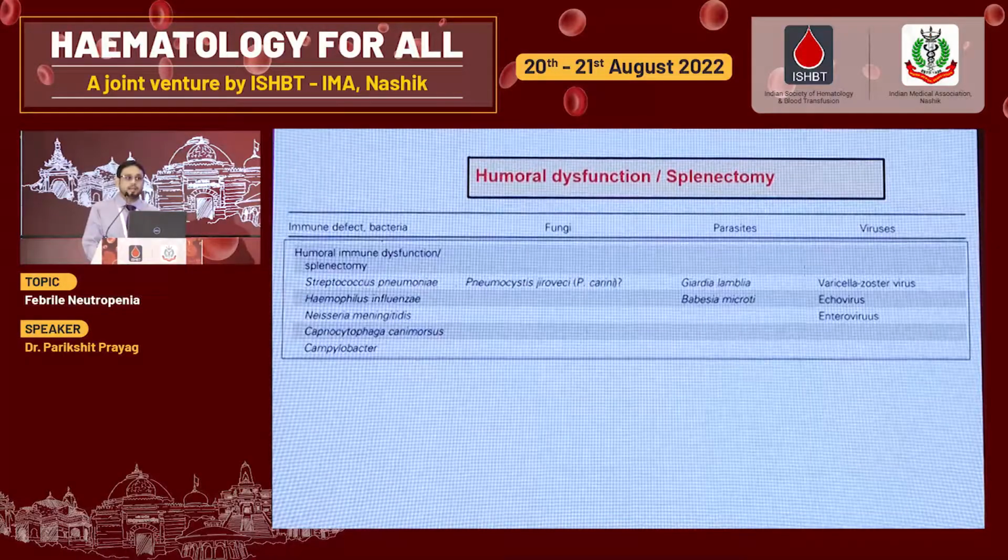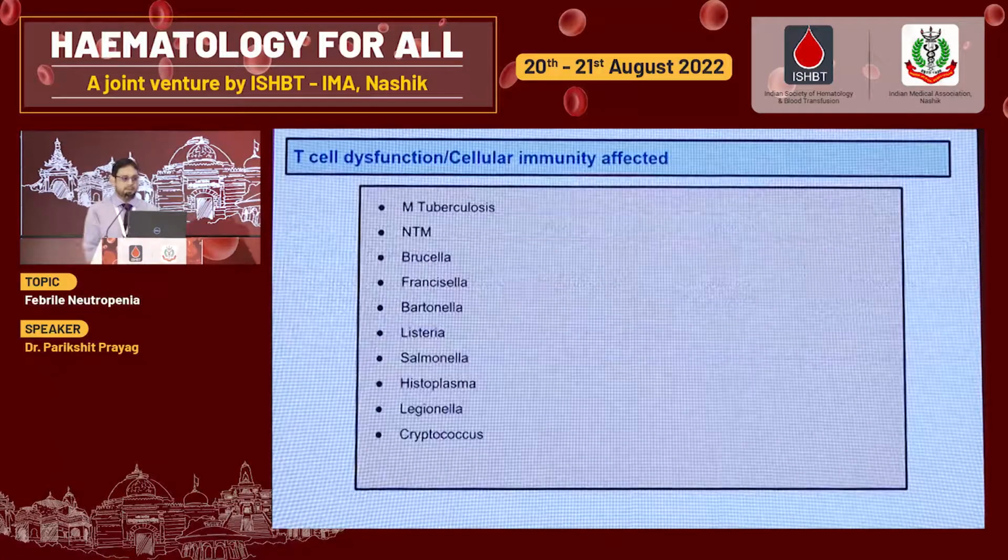So I'm mainly worried about encapsulated organisms and PCP. Again, the underlying disease, or why this patient has become neutropenic, is very, very important. Let's say I have someone who has a hereditary abnormality and has now undergone a splenectomy, and now comes to me with fever. This approach is going to be very different from an AML patient.